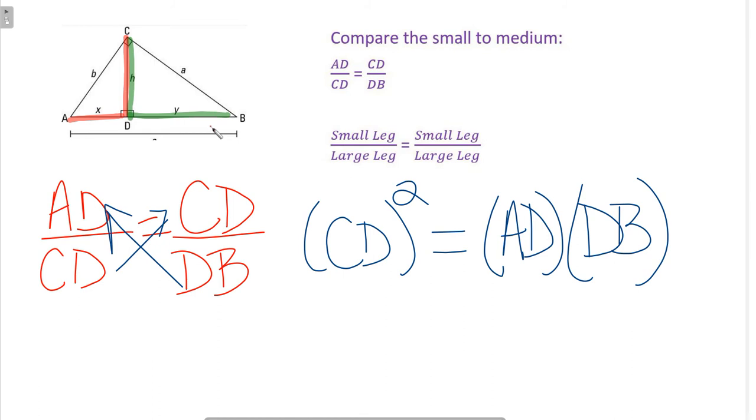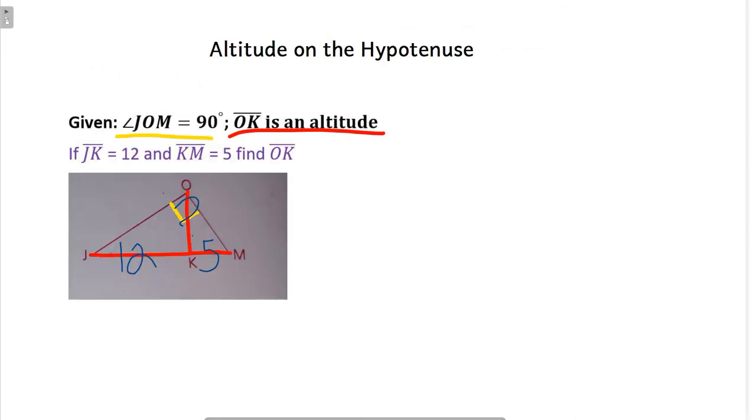Remember we had a problem when we started this video? Let's go back up to it. Okay, so first slide, we had a problem. There it is. Let's erase all this other garbage here. And let's solve it now that we have relationships. Okay, so we know that this is 12, and we know this is 5, and we know the altitude is our x.